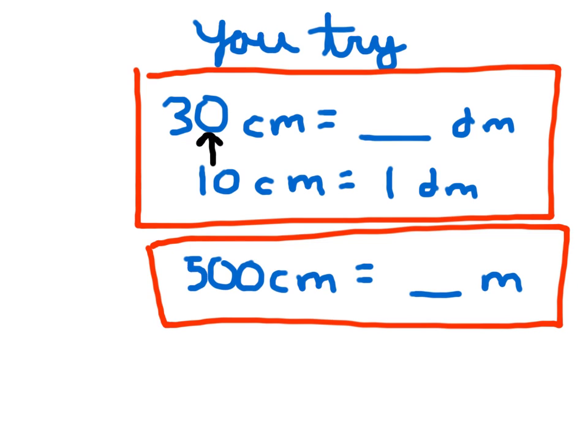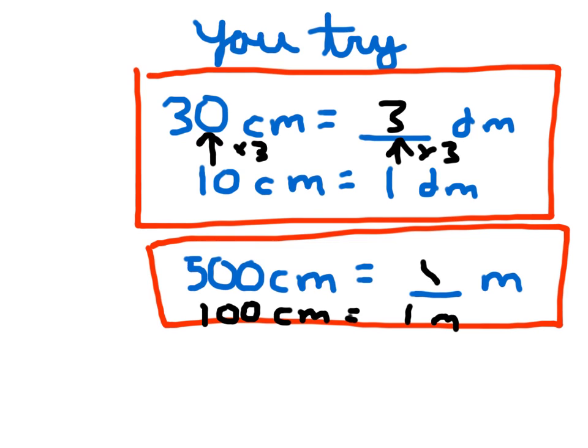For that first problem, did you end up getting 3? 30 centimeters equals 3 decimeters. 500 centimeters equaling how many meters? 100 centimeters equals 1 meter, so that 500 centimeters equals 5 meters. And so what we did here is we actually just divided by 100, because there's 100 centimeters in a meter.